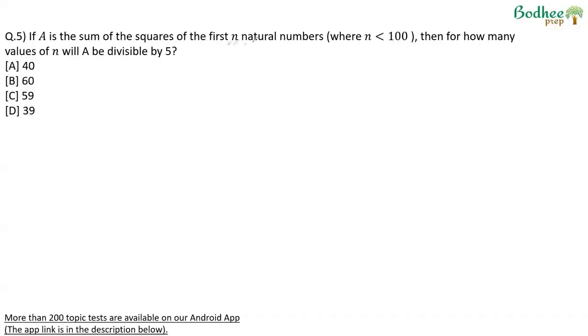A is the sum of squares of the first n natural numbers, where n is less than 100. For how many values of n will A be divisible by 5? Now A will be given by the formula n into n plus 1 into 2n plus 1 by 6, the sum of squares of first n natural numbers. For A to be divisible by 5, one of these terms has to be divisible by 5.